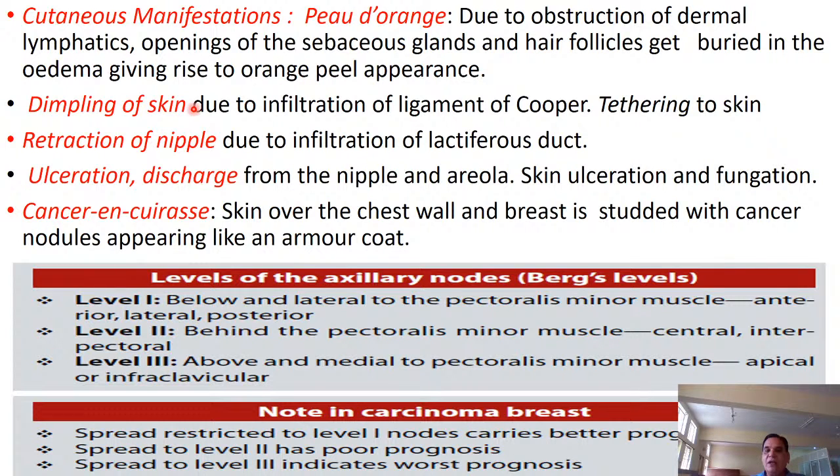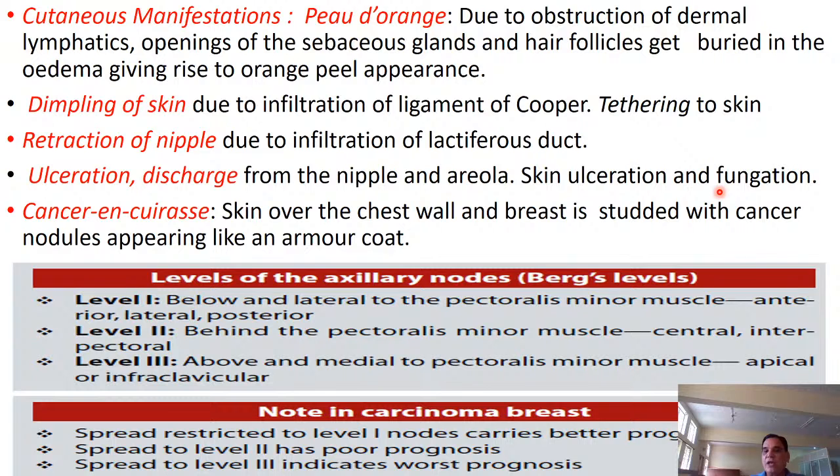Dimpling of the skin, because of what? Because of the ligament of Cooper, there is a tethering to the skin. Retraction of the nipple is due to infiltration of a lactiferous duct. Remember, all these cutaneous manifestations make it grade 4 malignancy. Infiltration to the skin or infiltration to the chest wall makes it grade 4 malignancy. Okay, so that is why you must give importance. Ulceration or any discharge from the nipple, skin ulceration, skin fungation.